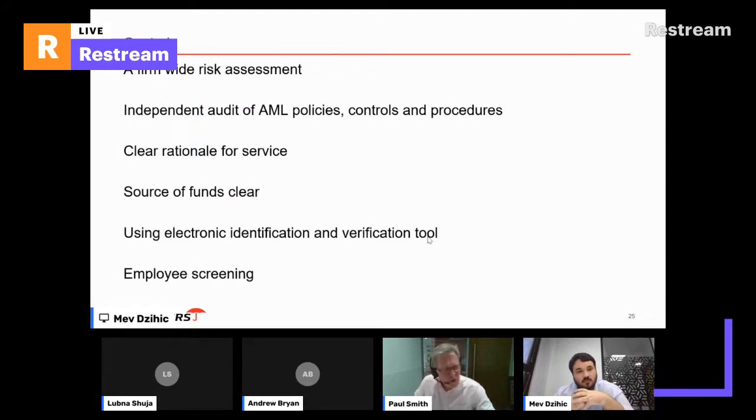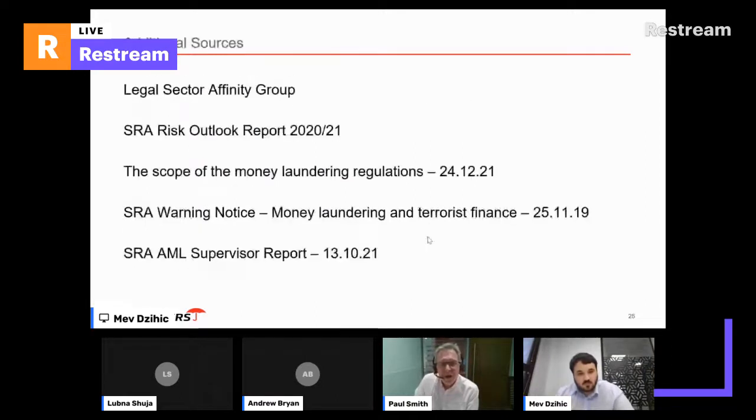In terms of controls more generally, firm-wide risk assessment I mentioned, and also independent audit of AML policies, controls and procedures. Make sure you've got a clear rationale for your service, source of funds are clear. The use of electronic identification and verification tools, especially when we're having difficulties with getting face-to-face, and also employee screening. The additional sources I've mentioned here, I've drawn on, but are worth looking at in more detail to give you more of the background to what's required for managing AML risk.